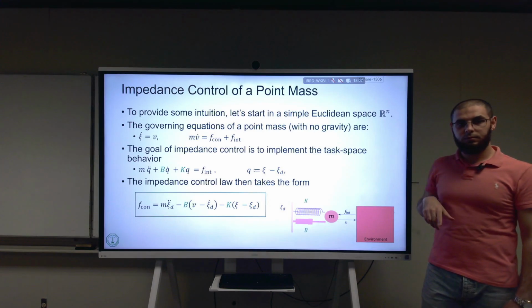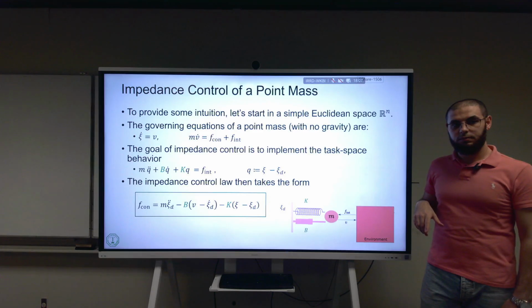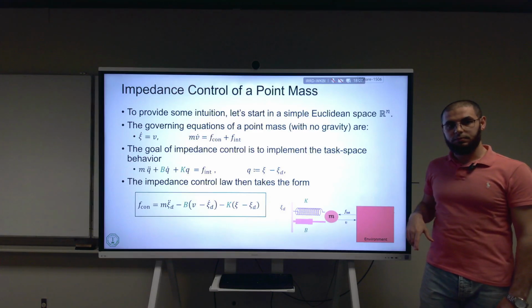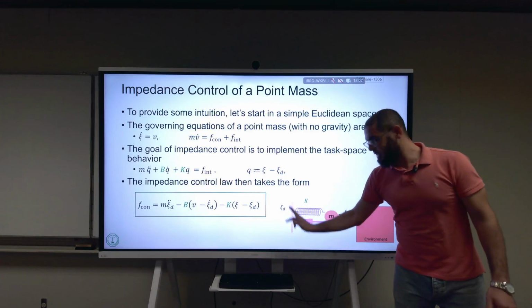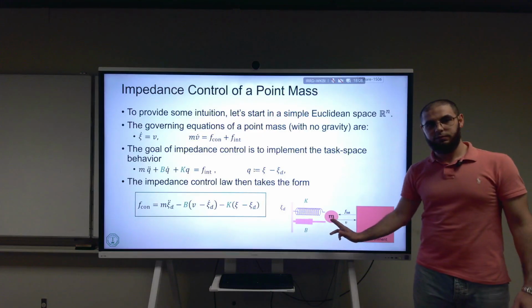And this spring, the stiffness or the damping, it usually is used to know the position for this mass, or the velocity. No. Now the spring and the damper are the controller. This is psi desired, this is psi actual.